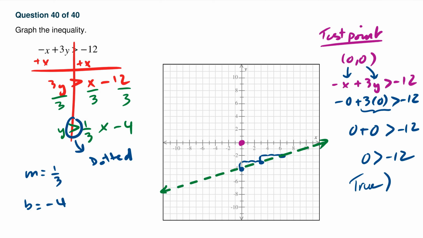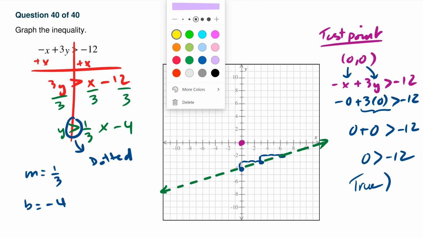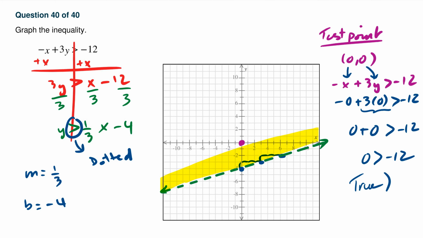When it's true, you shade the area that contains the point. The area that contains my point is above the line, so we shade everything above the line.